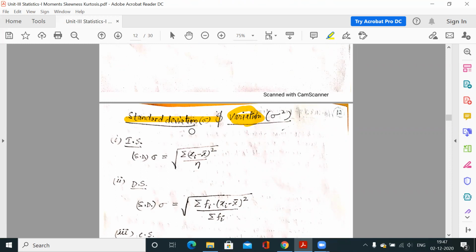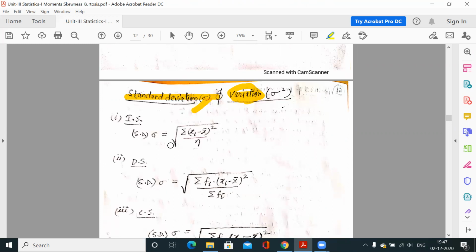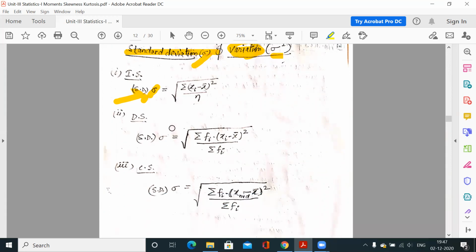Why? Because if you know the standard deviation, the square of this standard deviation is variance. So you simply need to know what is the standard deviation of the data. If you know the standard deviation, just square this value, you will get the variance. So this is sigma. Sigma is the standard deviation and sigma square is variance. So the formulas are the same.